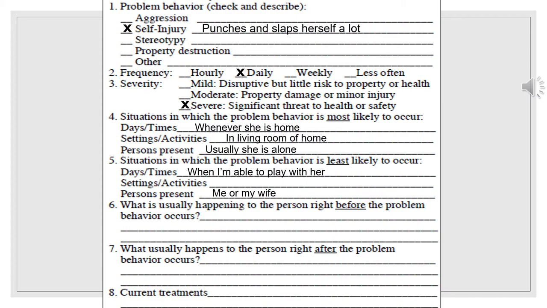Similar to previous answers, Jane's mother also reported that Jane is alone when the problem behavior occurs, so she is unsure of what happens directly before most of the time. The consequence that Jane's mother reported was that she or her wife run into the room to check on Jane when they hear her engaging in this behavior. Finally, her mother reported that Jane is currently not receiving any treatments.